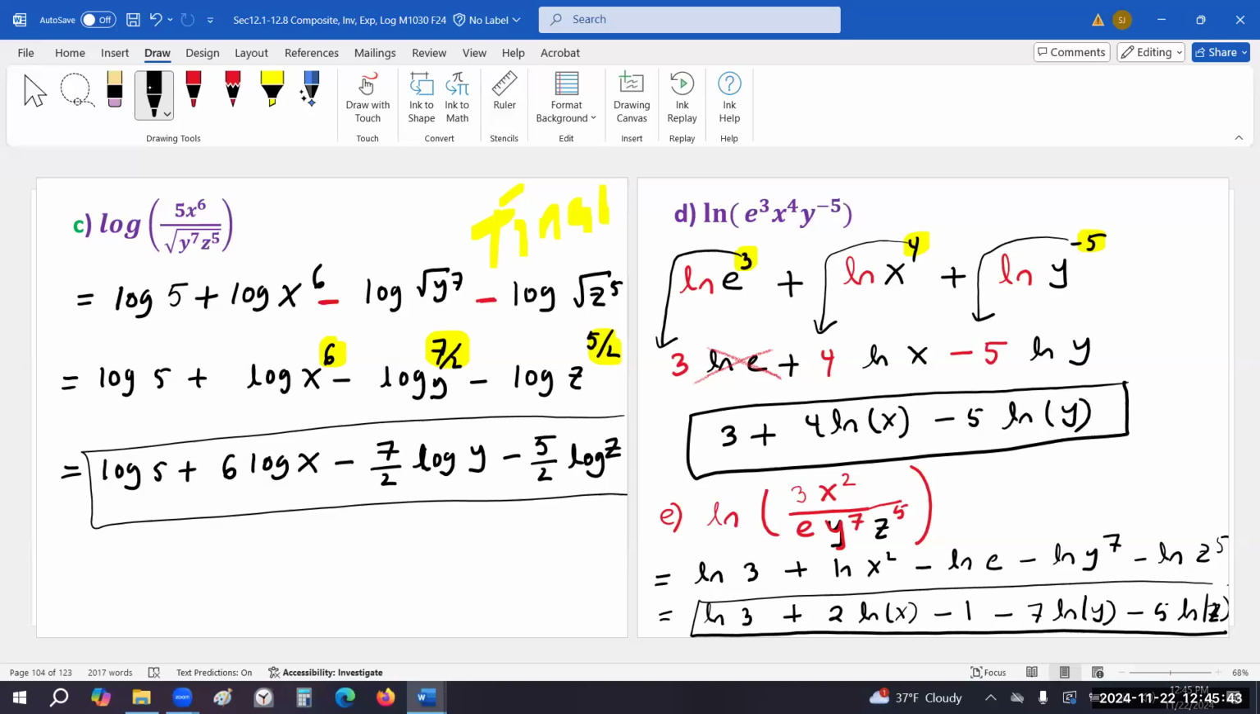So why is it? Because everything on the denominator will get a negative sign. So ln of e will be negative, ln of y will be negative, ln of z will be negative. The e and ln cancel out. When they cancel out, they become 1. It's 3 times 1, but if you just did times 0, you would have 0 there. ln of e equals 1.